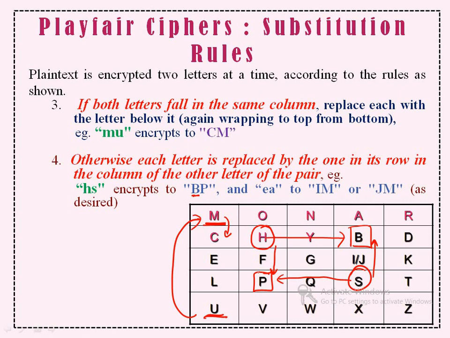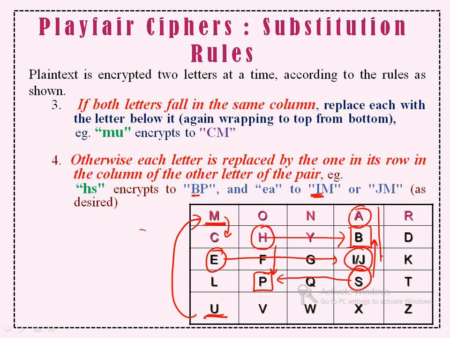I have given another example, E and A. Check for yourself. E is here, A is somewhere here. So what will be the value? You go this side from E and you come down this way. So I or J, you can take anything as desired. So it can be IM or JM, anything is fine. And the M can also be found out. See, the M is common for both.